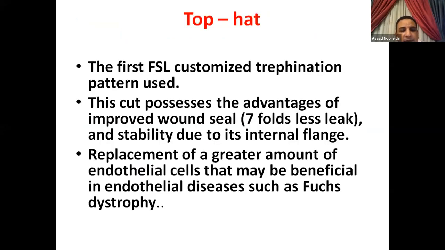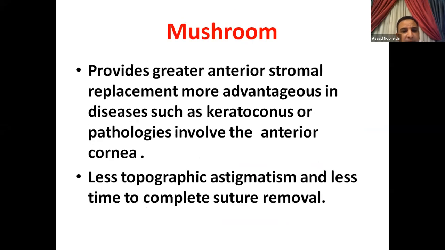The first is the top hat, a femtosecond laser customized design. The cut boasts the advantage of improved wound sealing. This is good coaptation of the wound and gives sevenfold less leakage than any other type of pattern. The top hat can be used if we need more endothelium, as in cases of Fuchs endothelial dystrophy. In any endothelial disease, we can use the top hat pattern as it gives more endothelium. The mushroom pattern provides greater anterior stroma replacement. If we need more stroma, we use the mushroom pattern, as in diseases involving the anterior stroma such as keratoconus.